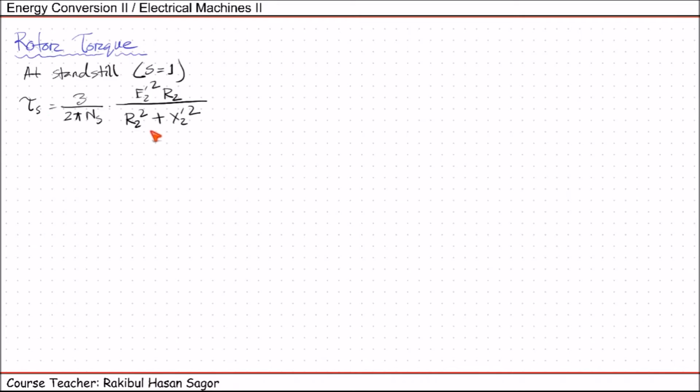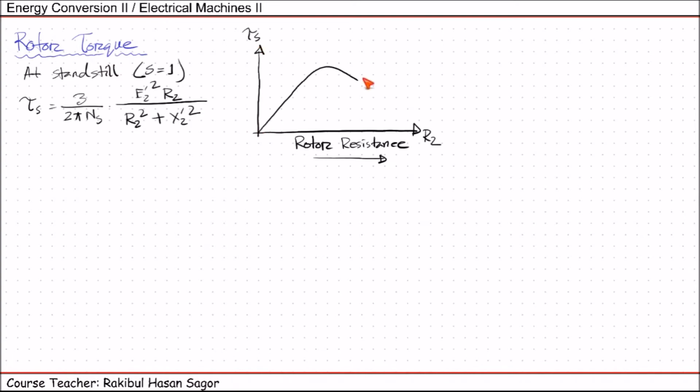Now if we plot R2 versus tau s, the plot will look like this. In the x direction we can take R2, that means rotor resistance, and we'll have increment in this direction. And in the y direction we can take starting torque tau s. Hence the curve will look like this. Now when R2 is equal to 0, the starting torque will also be 0. But in practice it is impossible to get R2, the rotor resistance, equal to 0, because whatever material we use, there must be an internal resistance. Though it is very low, there must be an internal resistance, and practically R2 cannot have zero value.